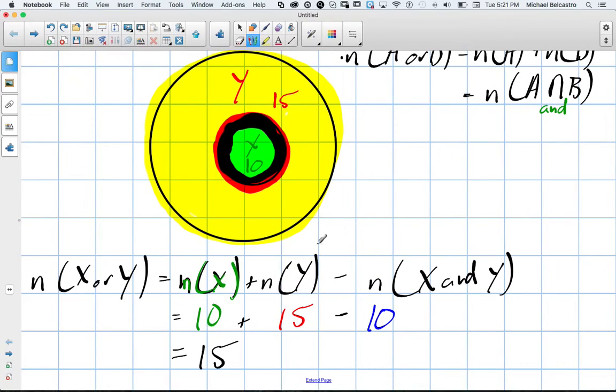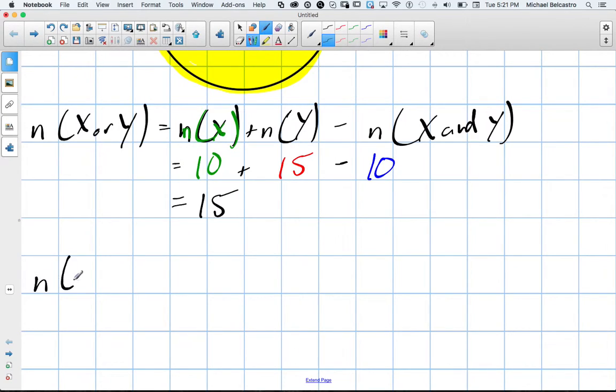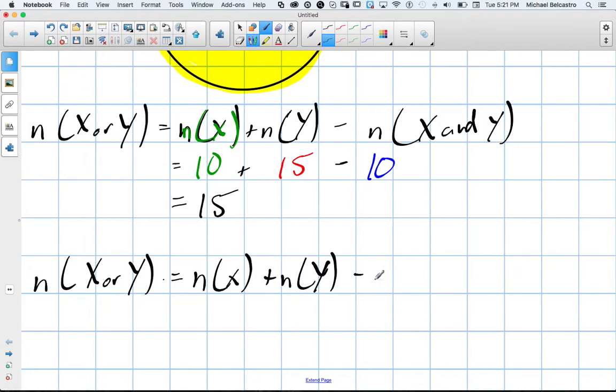So now that we've done that part, let's actually do the opposite. Let's say they want to find x and y. Well, we can use that formula we had above. In fact, I'm going to manipulate it to isolate for x and y, so I'll show you. So you really only have to memorize the one formula. We have x or y is equal to units of x plus all the units of y, subtract all the units of x and y.